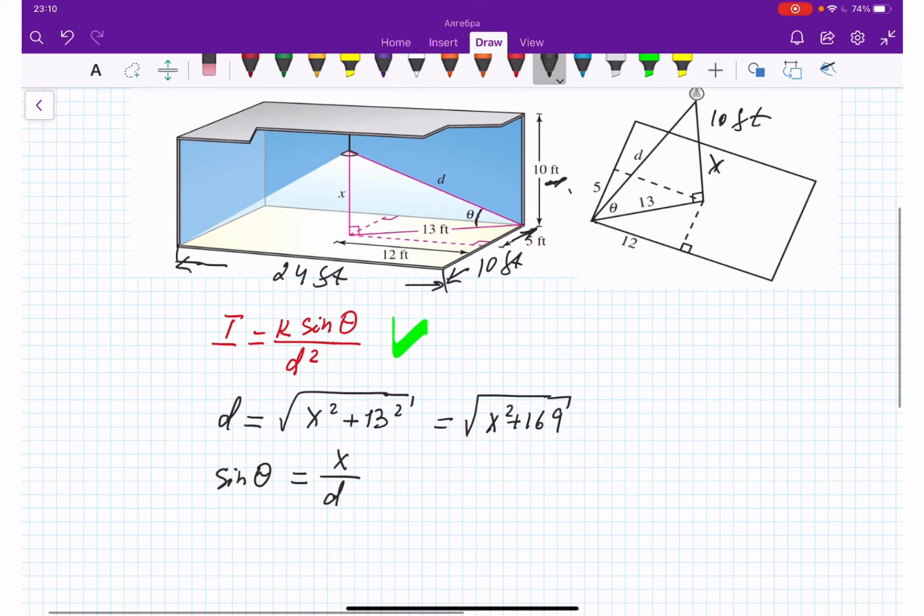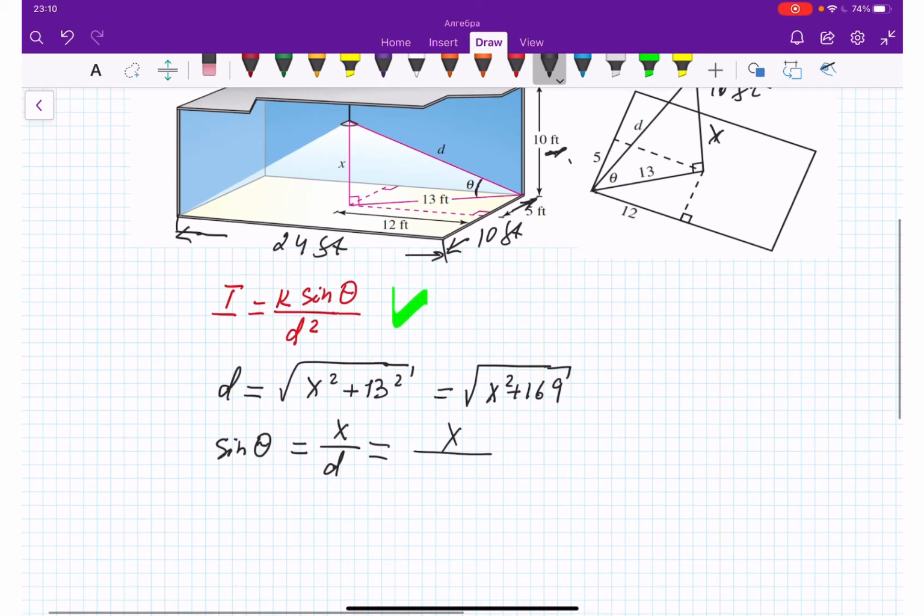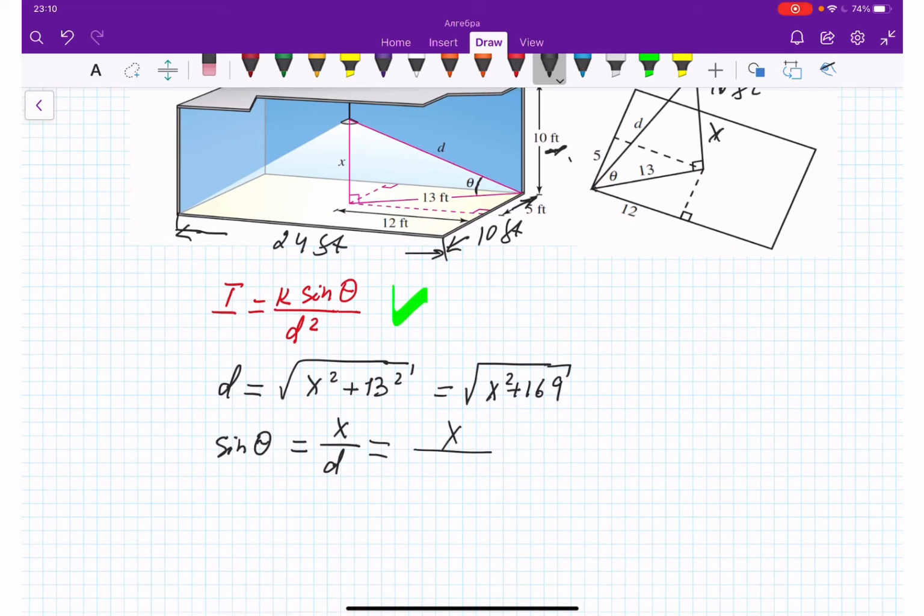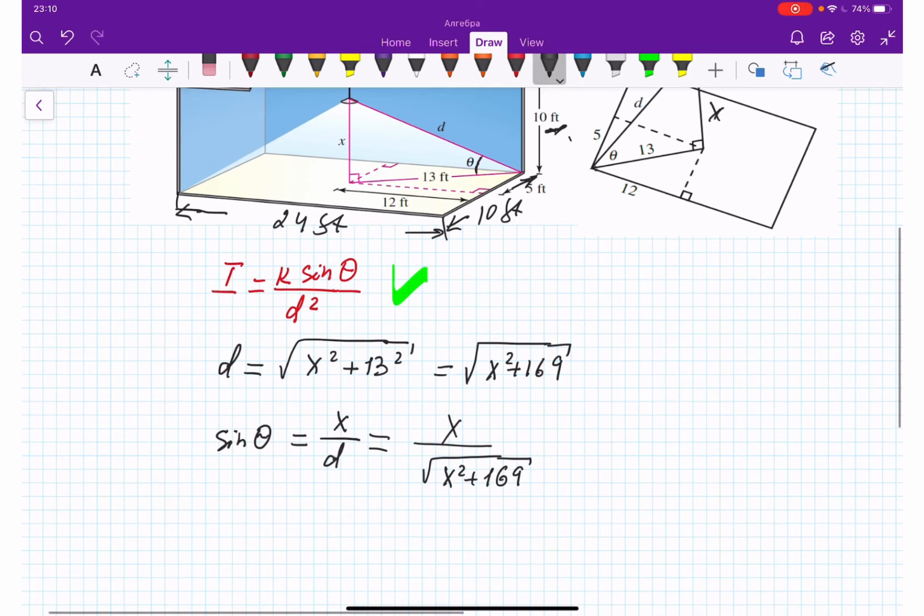Okay, so from here I can write down x, and d I'm also expressing through x, which is going to be the square root of x squared plus 169. All right, so I have it. I expressed sine theta through x. I expressed d through x. Now let's plug into the formula and simplify.